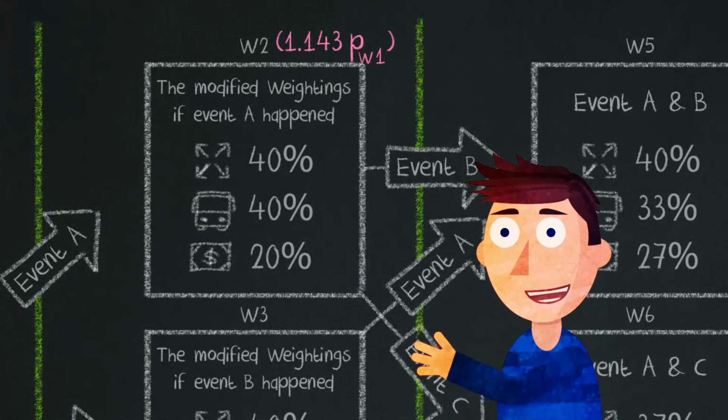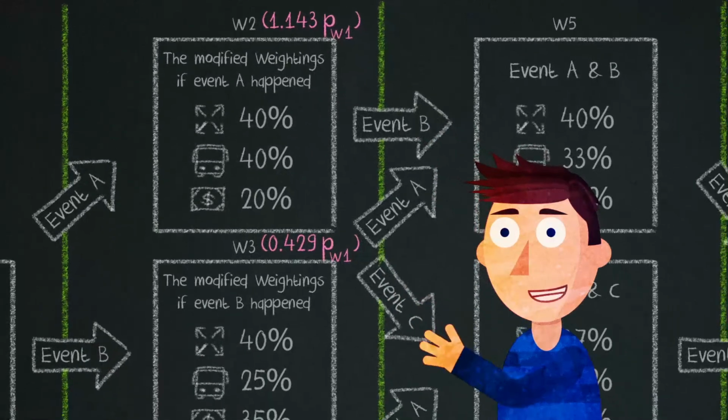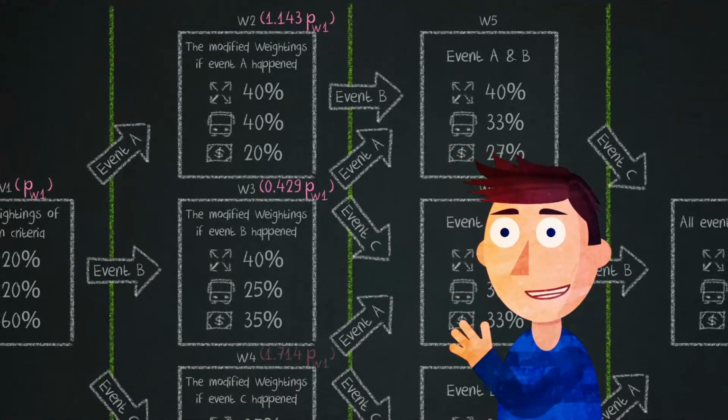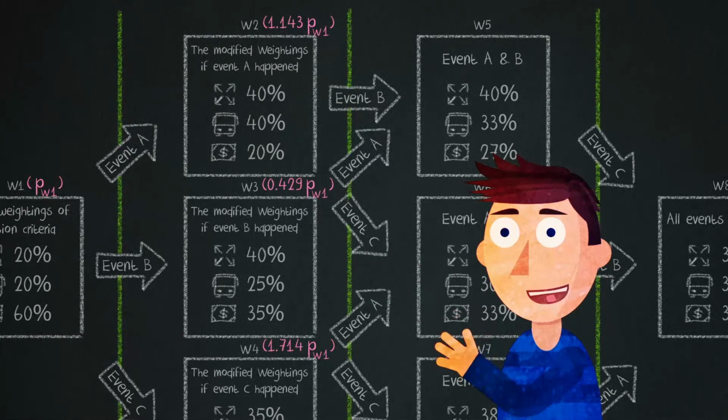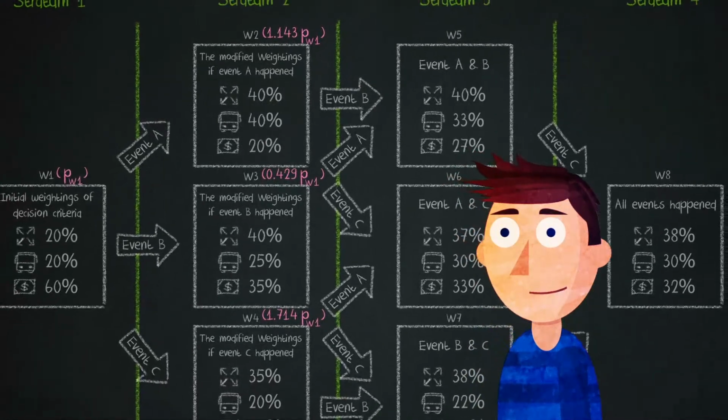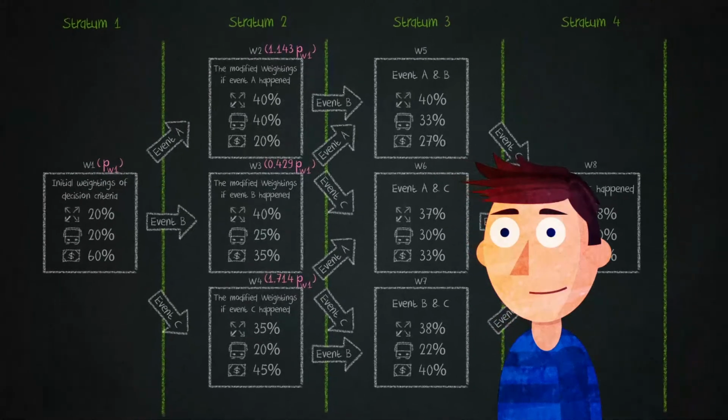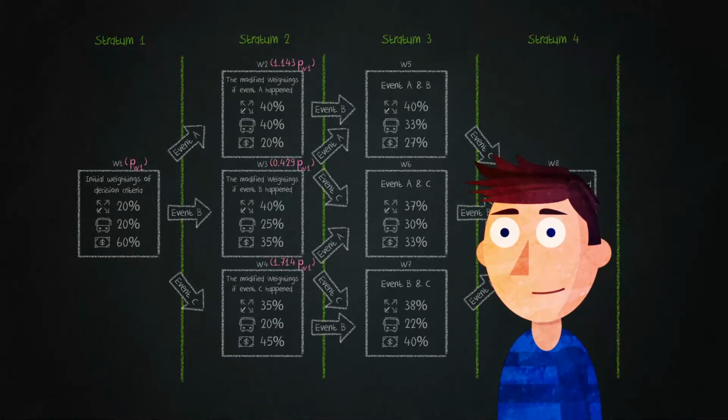Similarly, transitioning to state 3 and 4 are 0.429 and 1.717 times more likely than remaining in state 1. Now we have the probabilities of the events based on the probability of remaining in state 1. So we can compute the transitioning probabilities of all states based on the probability of remaining in state 1.